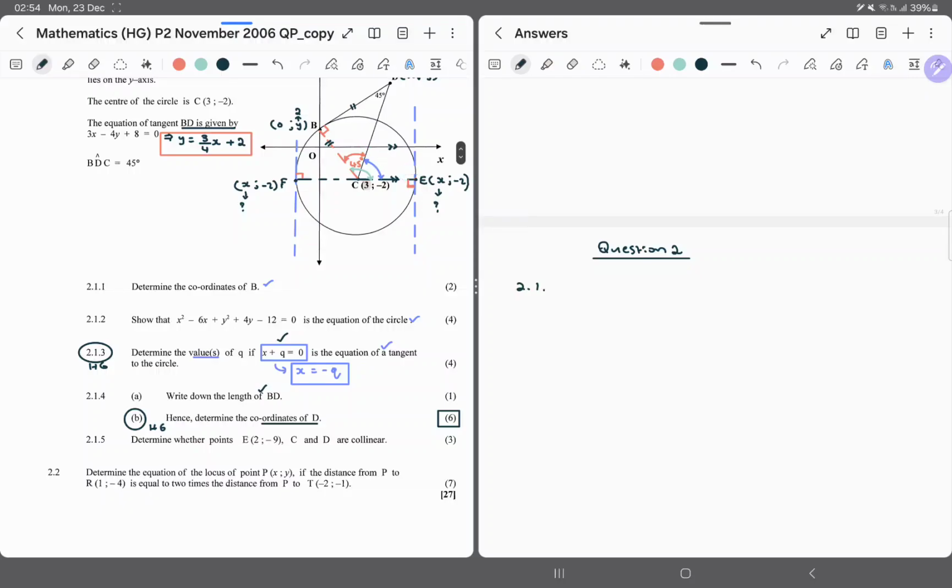So all of this other planning was good to think about, but it's a long way around. So we've got a shorter way. So we know we're taking these marks. Now, determine whether points E, like this, C and D are collinear.